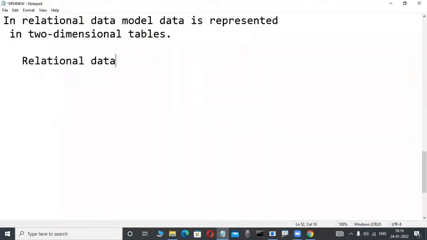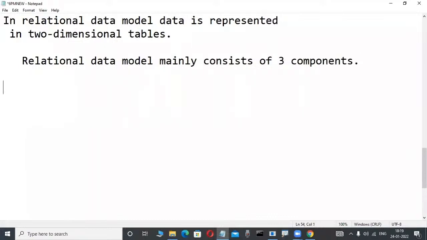a relational data model mainly consists of three components. These names you must be familiar with before we start our course. What are those components? First, observe here. Now check it out, concentrate here. What is the first one?